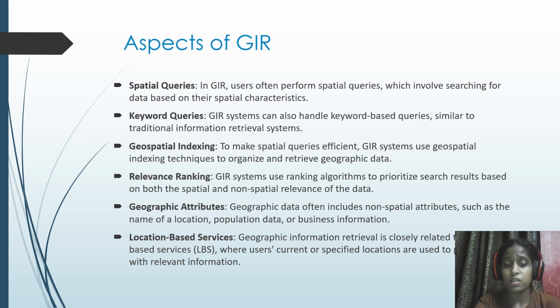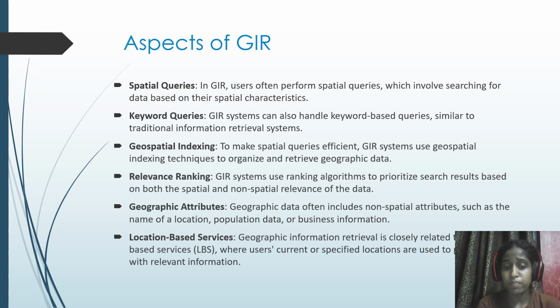Second is keyword queries. A GIR system can also handle keyword-based queries, similar to traditional information retrieval systems. Users can enter text-based queries and the system will retrieve geographical data relevant to their search terms.